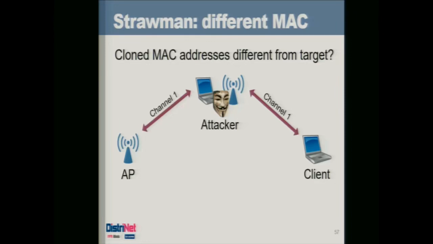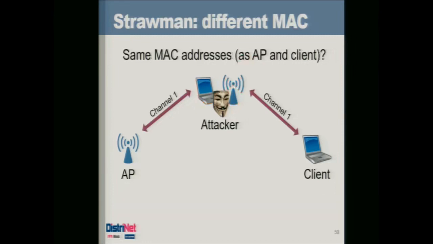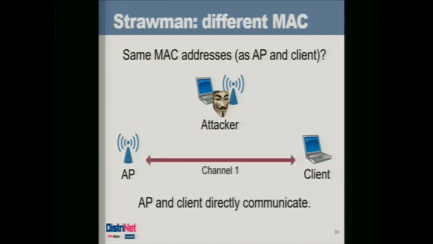However, that will fail because the handshake used by WPA and WPA2 actually verifies the MAC address, so this attack is detected. In other words, we have to use the same MAC address as the devices we are trying to man in the middle. So let's say that we use the same MAC address as these devices. Then we have a real annoying problem. All these devices are operating in the same channel, and basically the traffic won't go through us. They will simply directly communicate with each other. So that's also not possible.